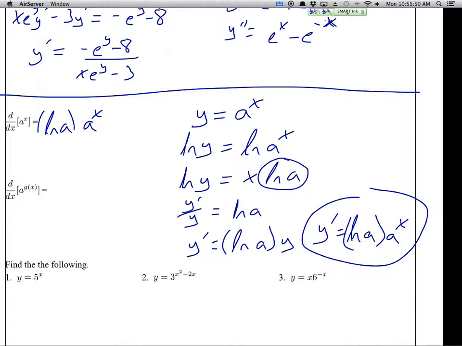Okay, so what changes when I put g of x in the exponent? I added g prime. So it's going to be g prime times the natural log of the base, times the original. That's all there is to it. So we've got 3 more examples in one.